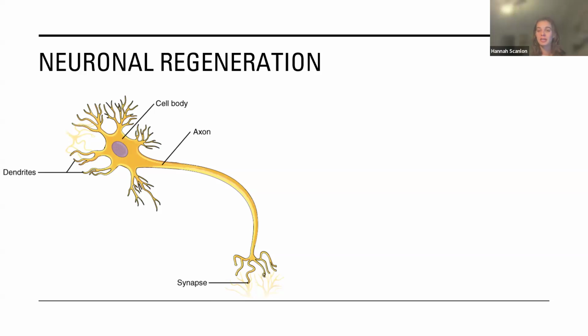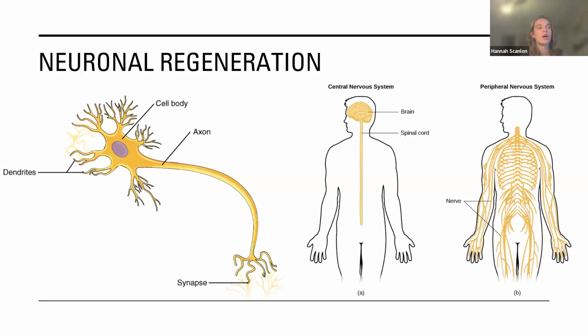The second are the dendrites, which is this branch system that spreads out around the cell body to receive signals from other neurons. And the last is the axon, which is this long, thin branch which sends signals from this neuron to other neurons. Now, in your body, you have two different types of neurons. You have neurons that are part of your central nervous system, which is all the neurons in your brain and your spinal cord. And you have neurons that are part of your peripheral nervous system, which is everything else.